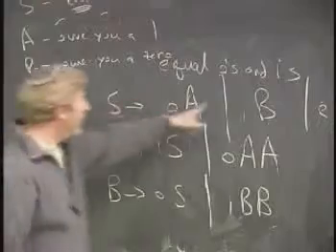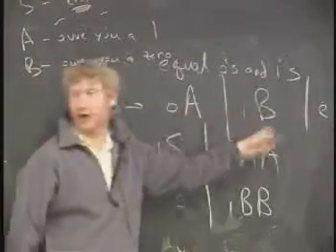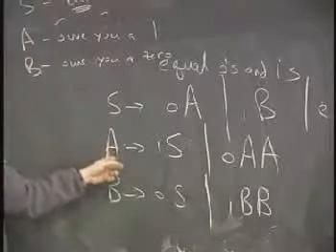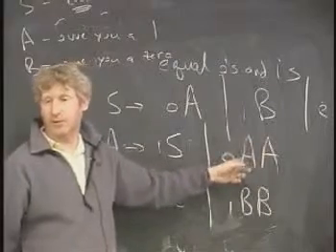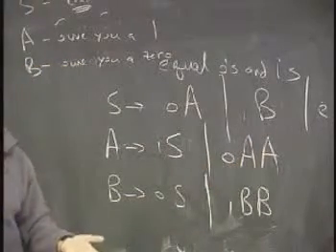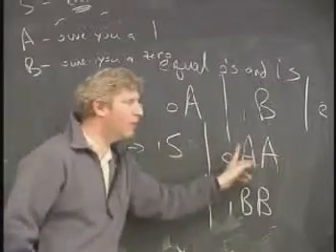I mean, look, there's no ambiguity here, right? If it starts with a 0, you use this production. If it starts with a 1, you use this production. If you're in A and you continue with a 1, you use this production. If you continue with a 0, you use this production. So where's the ambiguity? Which A you go down first? I'm playing devil's advocate. What if there's two A's there, right?